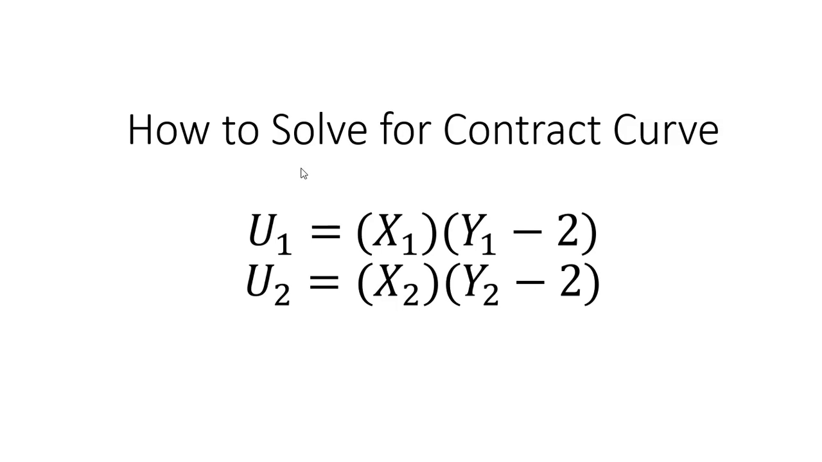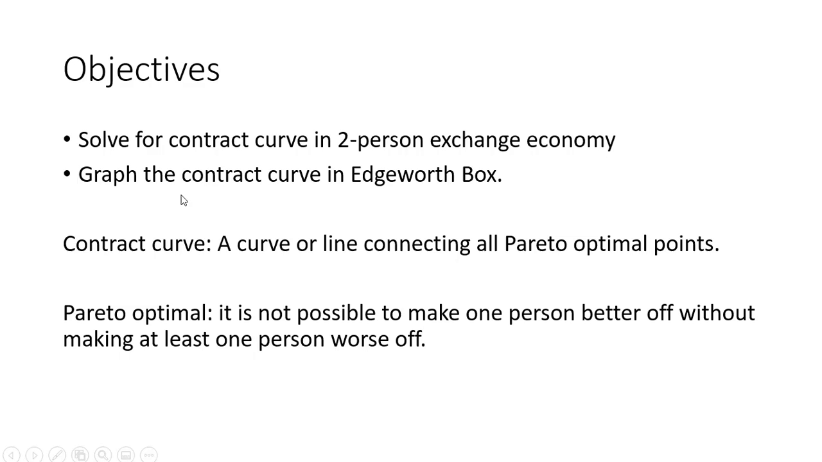In this video, we're going to look at how to solve for a contract curve given two consumers with the following utility functions. Our objectives: solve for the contract curve in this two-person exchange economy, graph the contract curve in an Edgeworth box. Note that the contract curve is a curve or line connecting all Pareto optimal points.